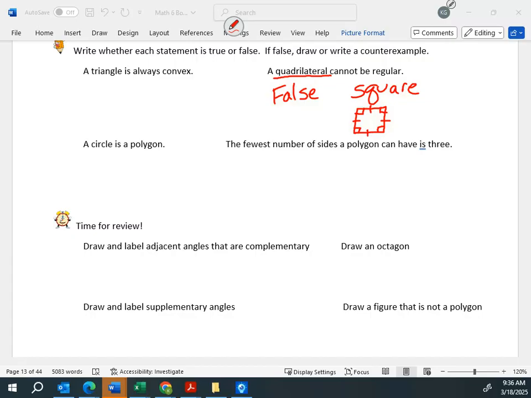And then on the bottom, it says time for review. So look back at other objectives to help you answer those. Any questions on this page?